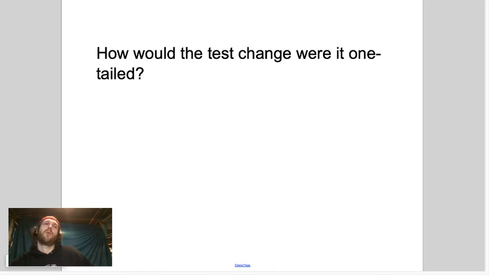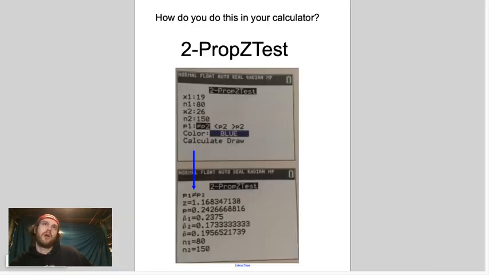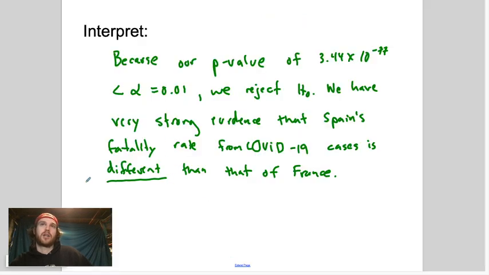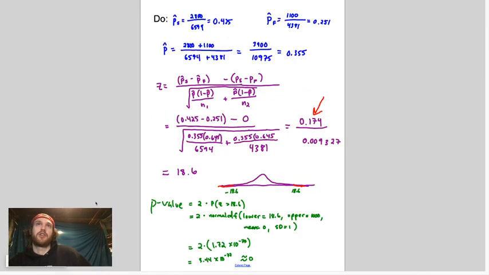How would this change if it were a one-tailed test? Well, if we go back to our calculations, the only thing that is going to change is that you wouldn't multiply by 2 right here. That's it. And if you didn't multiply by 2, it's just making your test pretty much more convincing. So it'll change your conclusion slightly. You can say directly in your conclusion that it's likely larger. The proportion in France is larger.